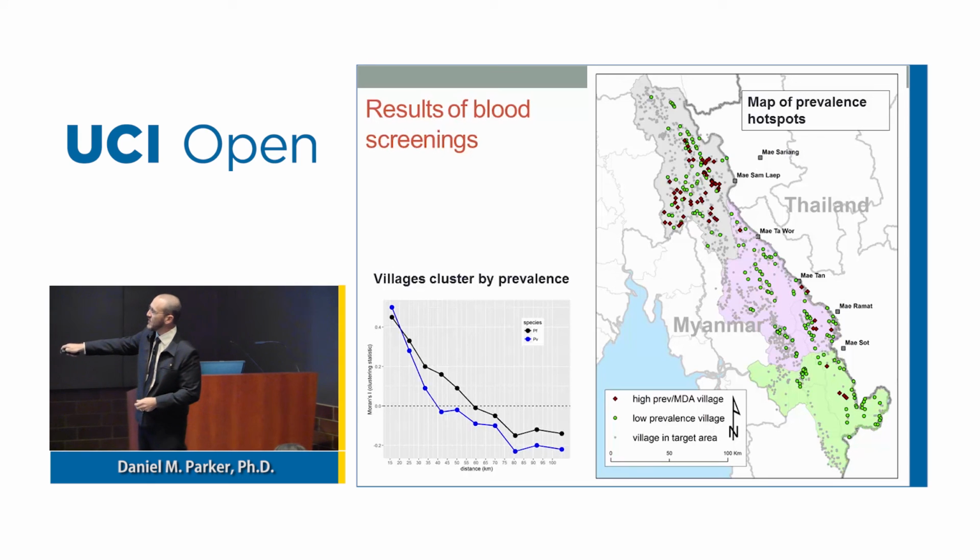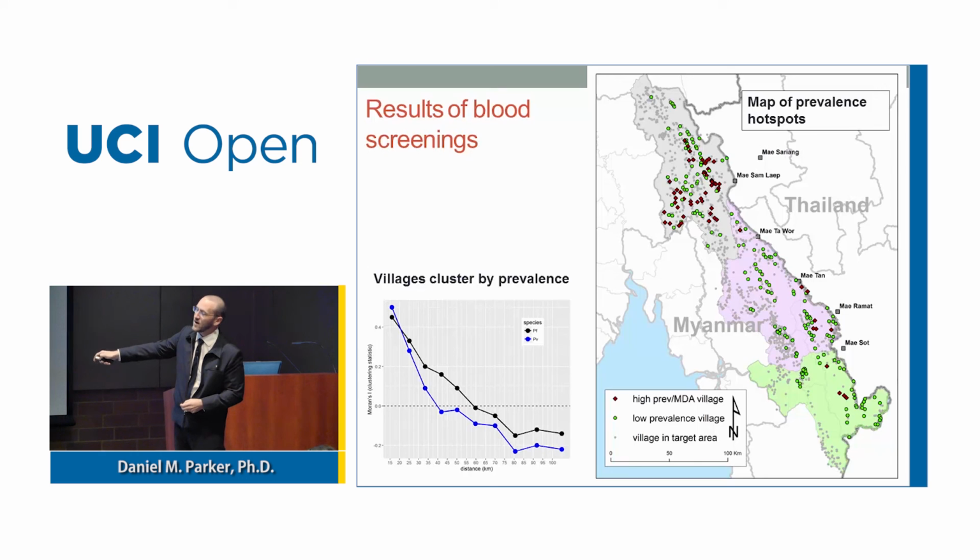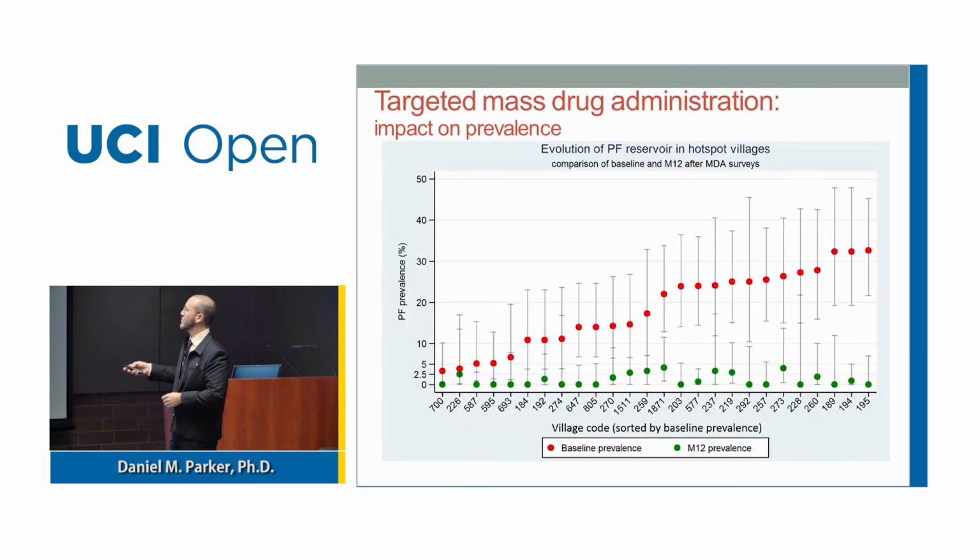I'll zip through this, but this just indicates that there's a lot of clustering of these. It's a clustering statistic with the higher values indicating more clustering, and the x-axis is the distance between points on the map. So right here at 15 kilometers, villages that are within 15 kilometers of each other have very similar prevalences. So high prevalence villages tend to be really close to other high prevalence villages.